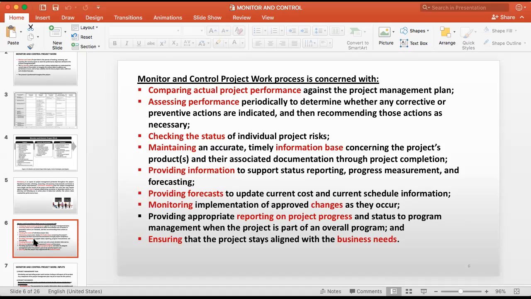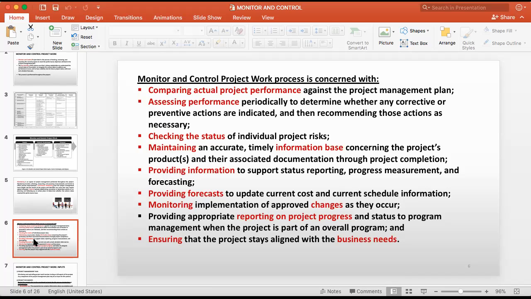That is also important. Then ensure that the project stays aligned with the business needs. Finally, why are we going to carry out a project? You have to fulfill your company requirements. Any business need, say it's a government company, it's a service project, you have to fulfill whether it is achieved or not. So ensuring that the project stays aligned with the business needs, you have to satisfy them, so you have to check whether it is achieving.